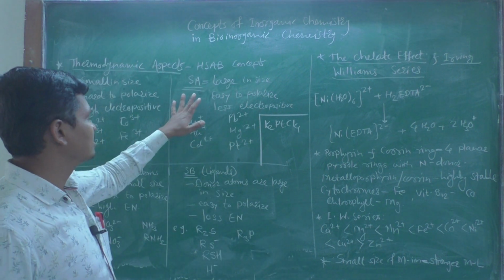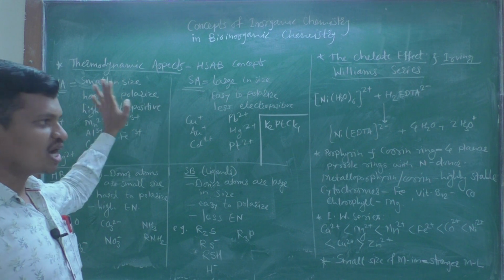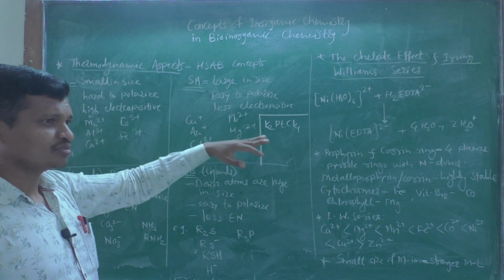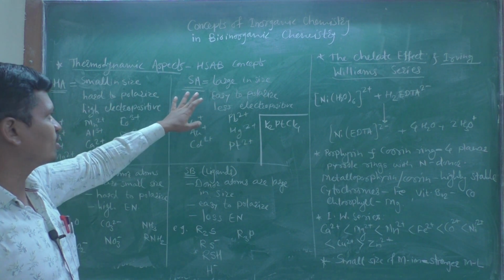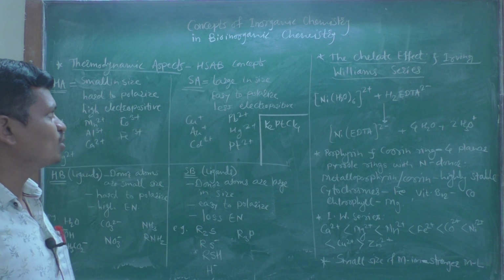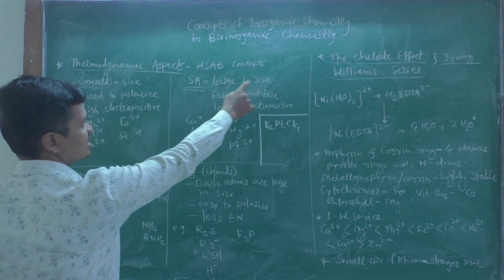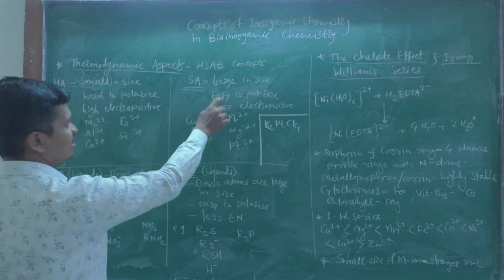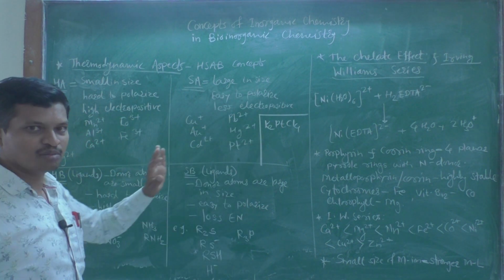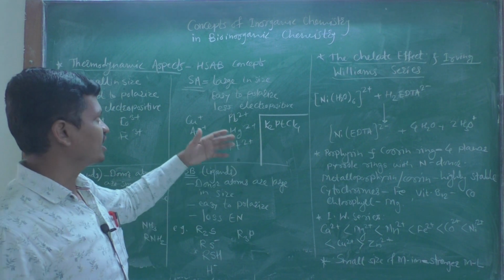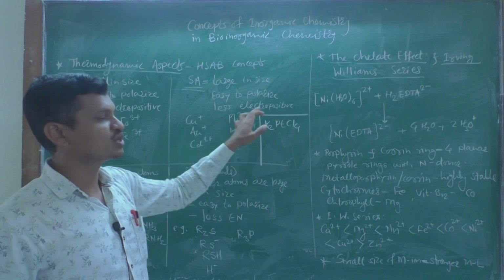Then, on the contrary, the opposite side of these hard acids are called soft acids. So what are soft acids? The opposite of these. They are larger in size, they are easy to polarize, so they can be easily polarized, and they are less electropositive.